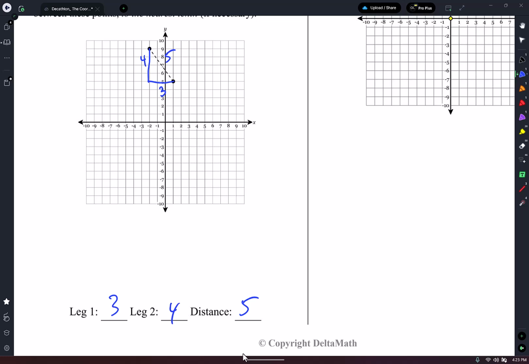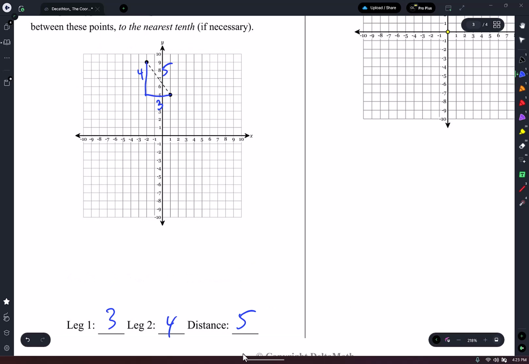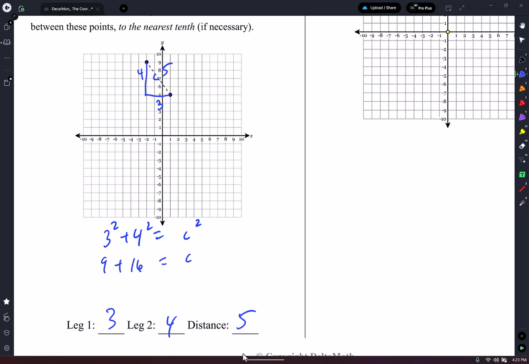You can do Pythagorean theorem if you don't like that. Call this c. 3 squared plus 4 squared equals c squared. 9 plus 16 equals c squared. 25 equals c squared. See? c squared equals 25. Square root. c equals 5. So if you don't like that, you can just do that. But hopefully in geometry you learned about special right triangles. This is one of them. Too easy?